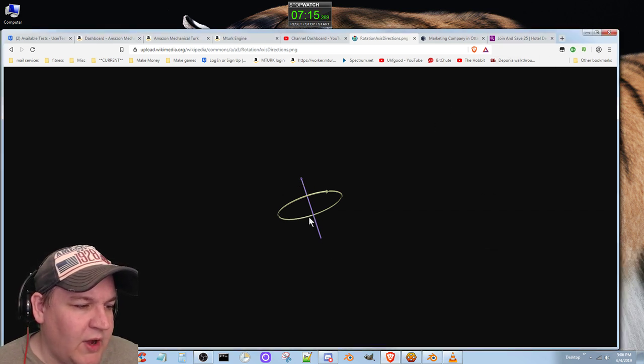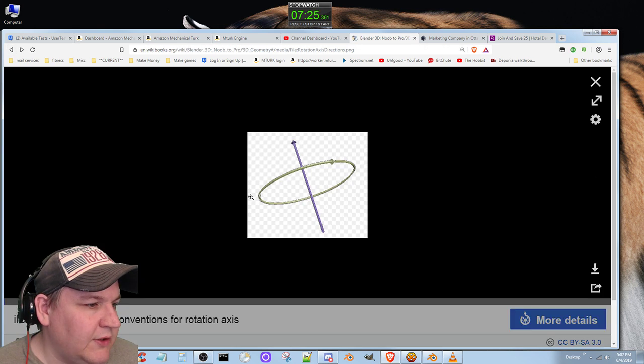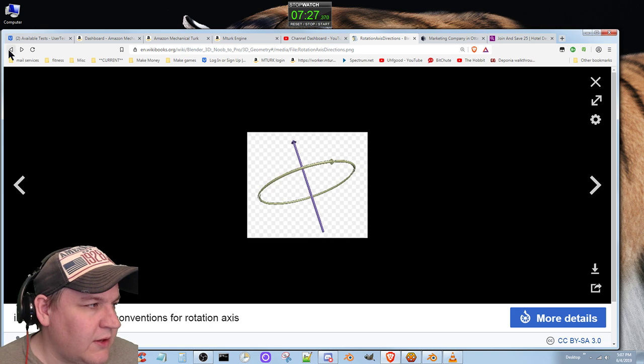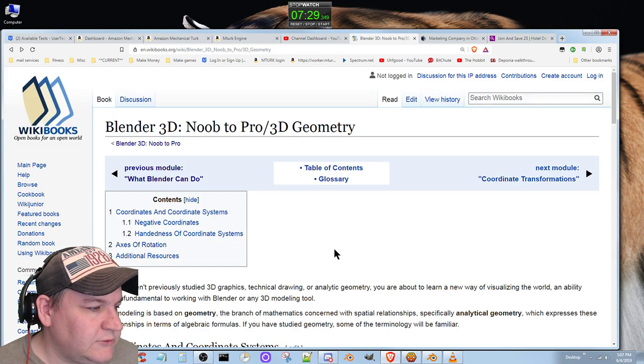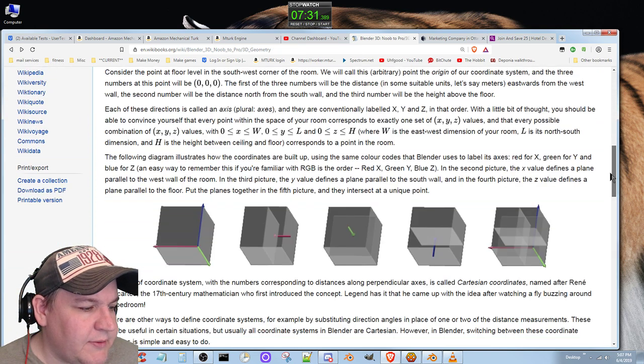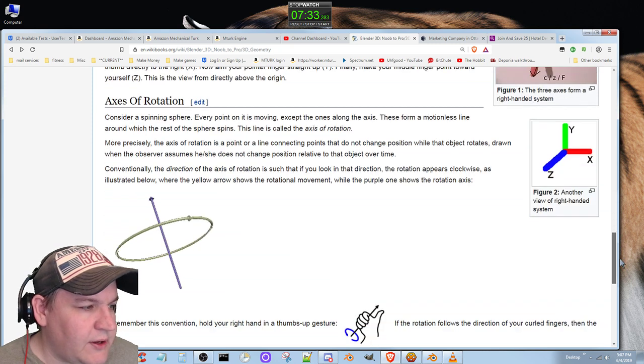You rotate around the y-axis. Let's say y is up and down, and then you're rotating around it. So I kind of get that. That's not hard to understand. What would happen? Okay.